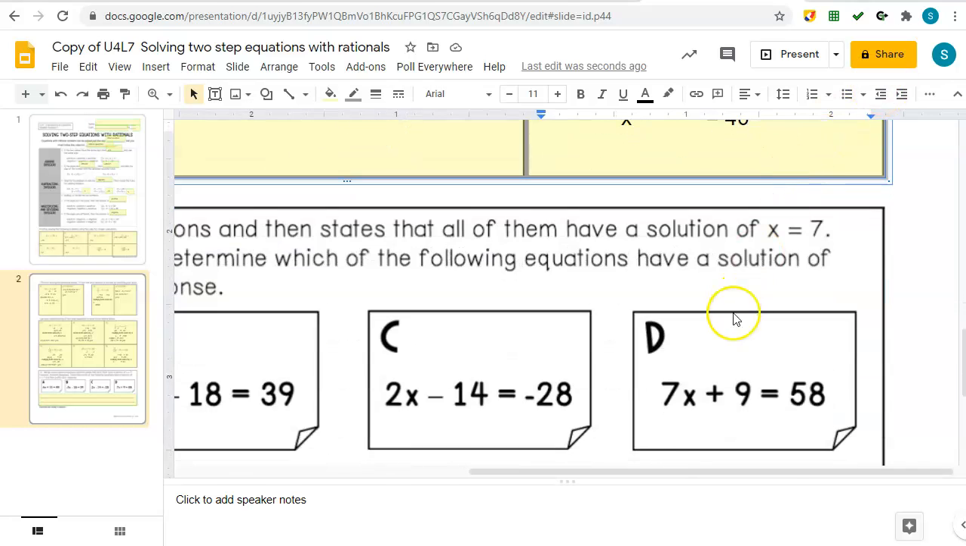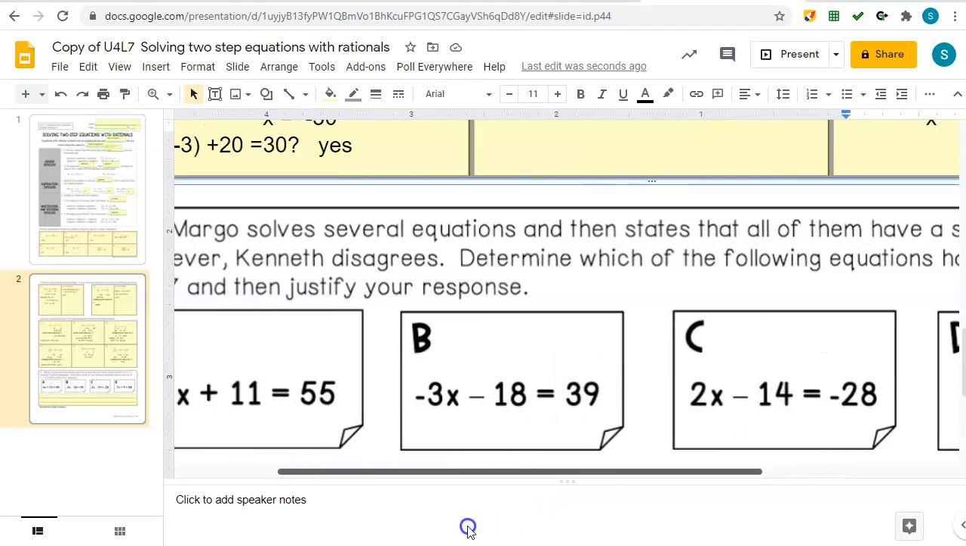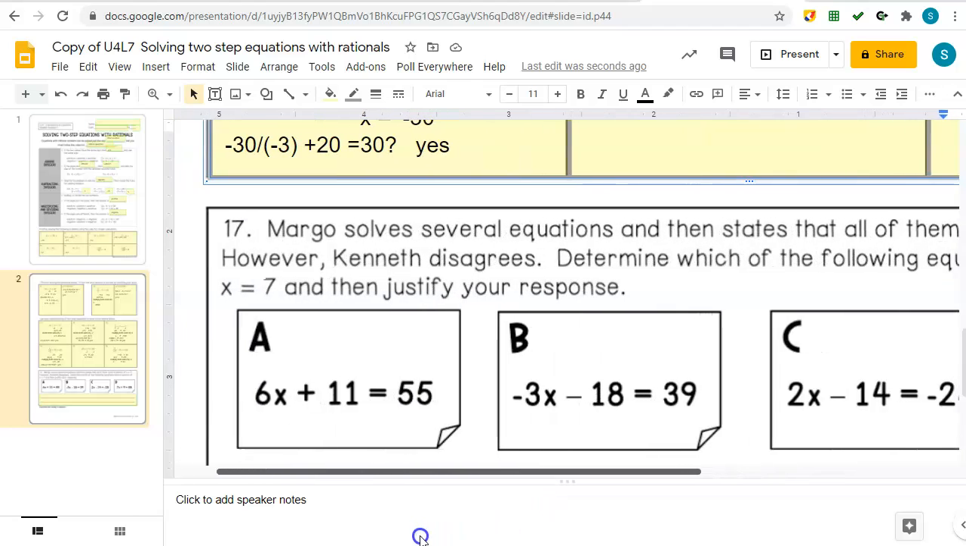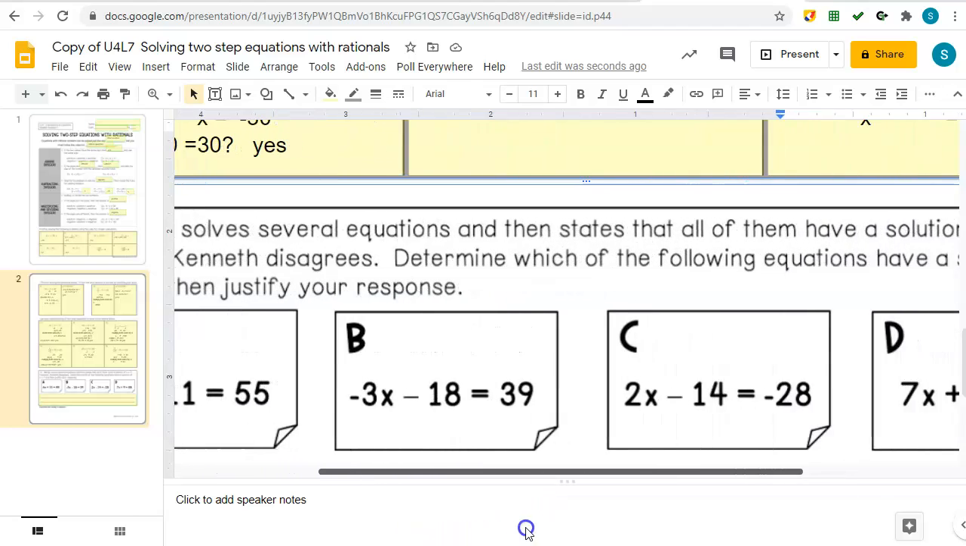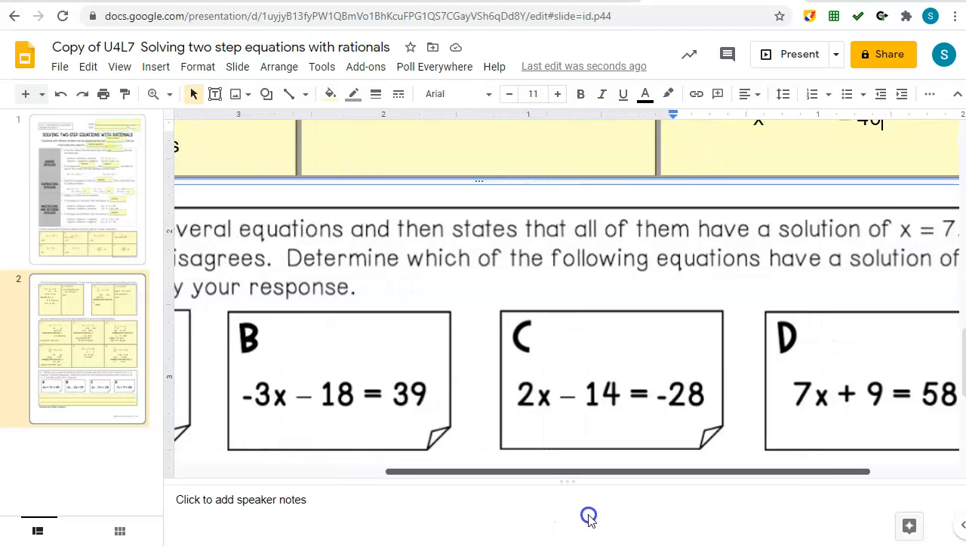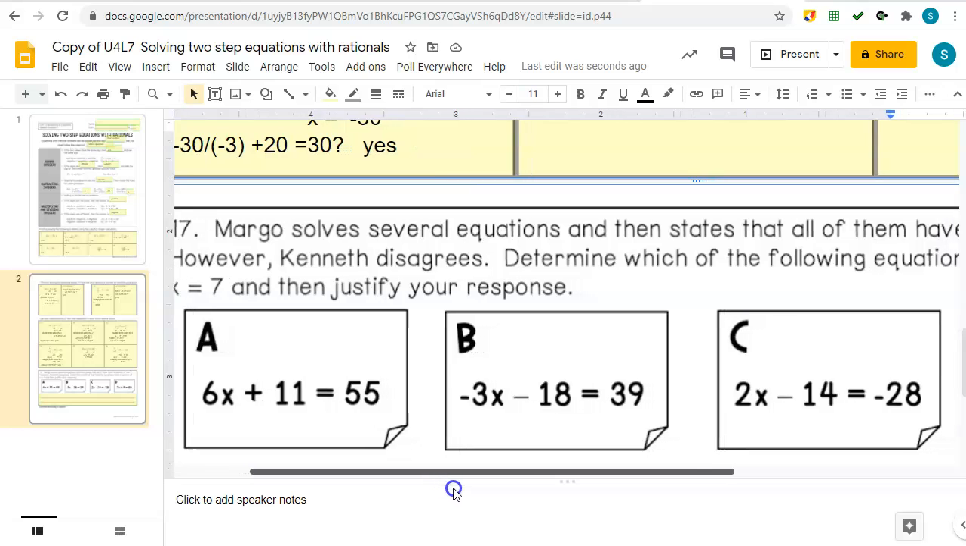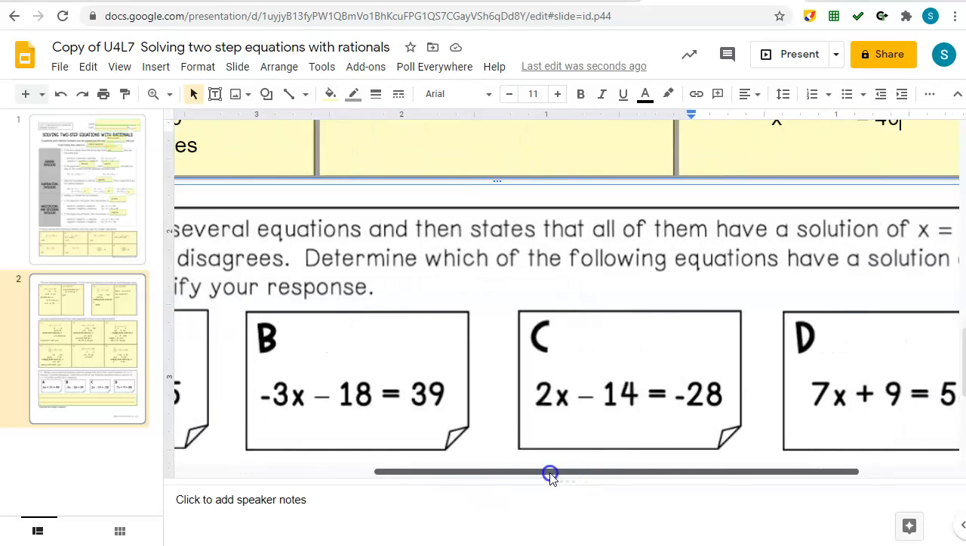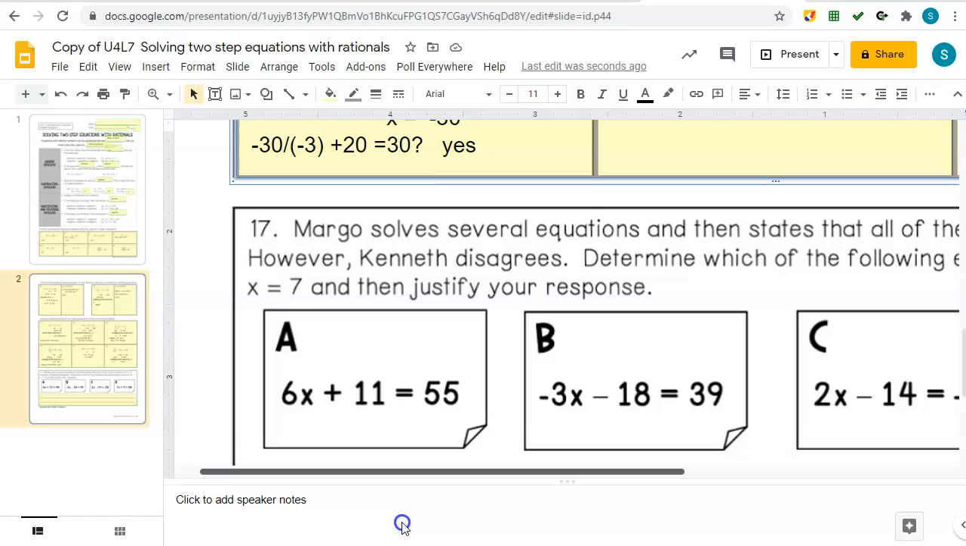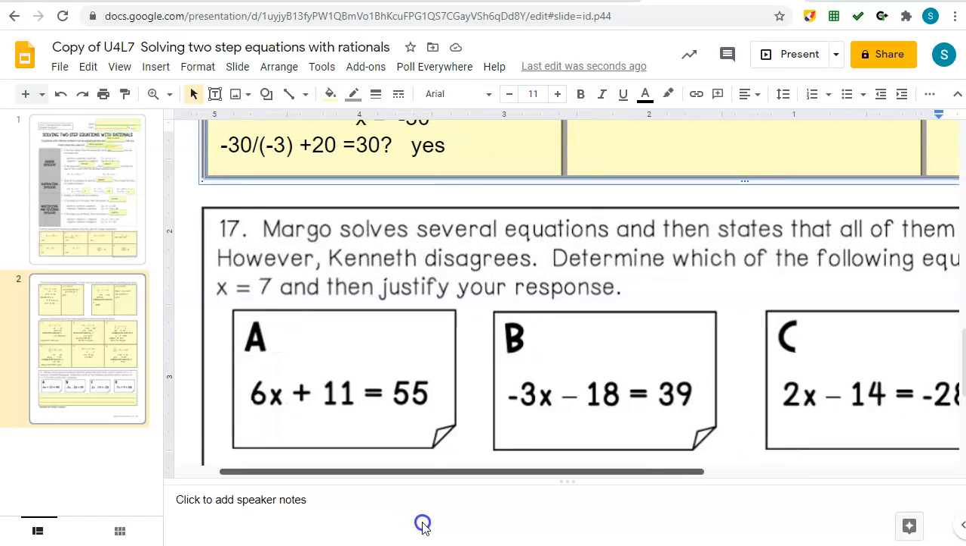Alright, let's go ahead and take a look at this last part here. Margot solves several equations and then states that all of them have a solution of x equals 7. However, Kenneth disagrees. Determine which of the following equations have a solution of x equals 7, then justify your answer.